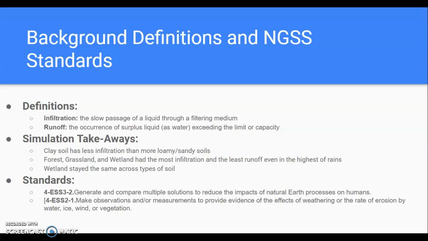Using the NGSS standards for 4th grade, this activity aligns with the standards you see below, because the first one really aligns with a conversation about flooding and how to reduce flooding, and the second one relates it to erosion.